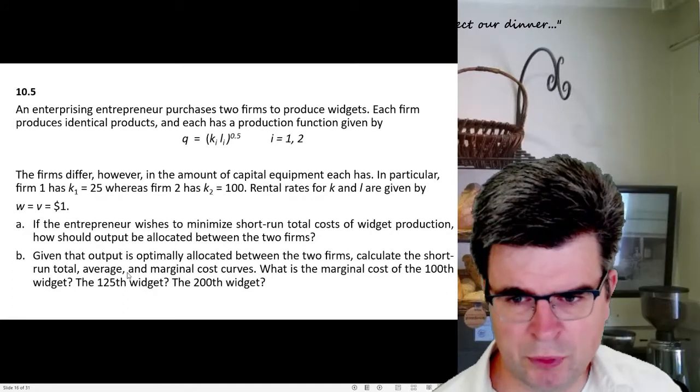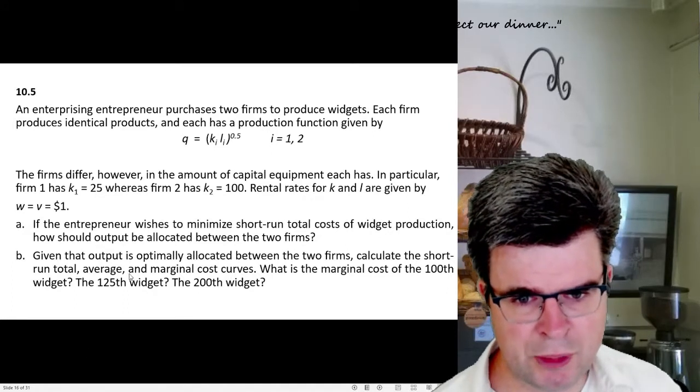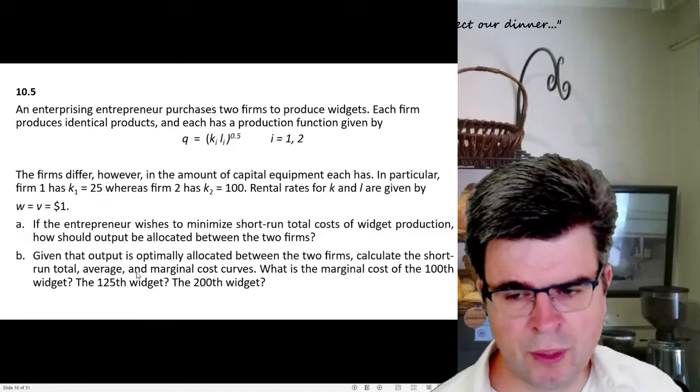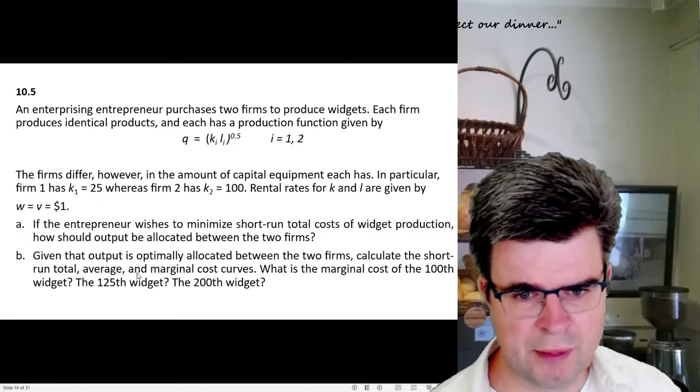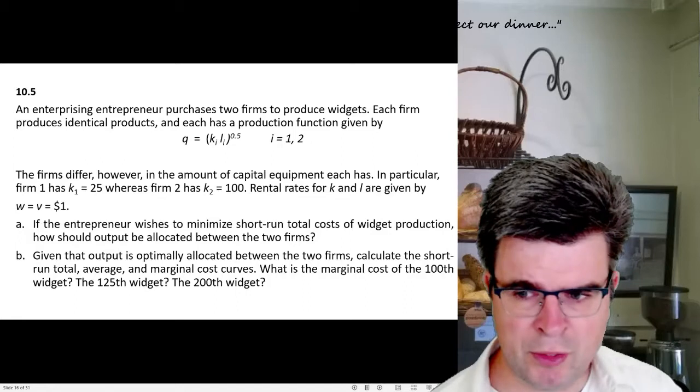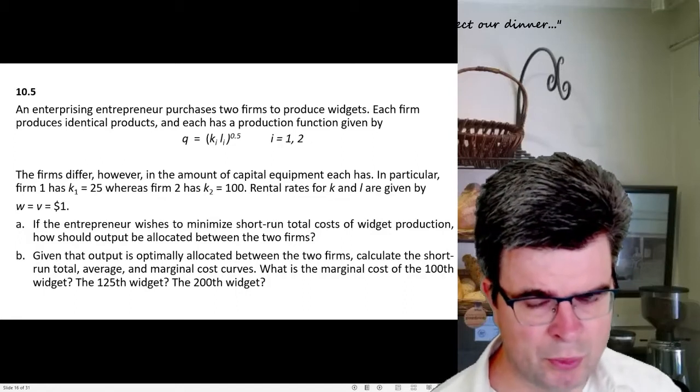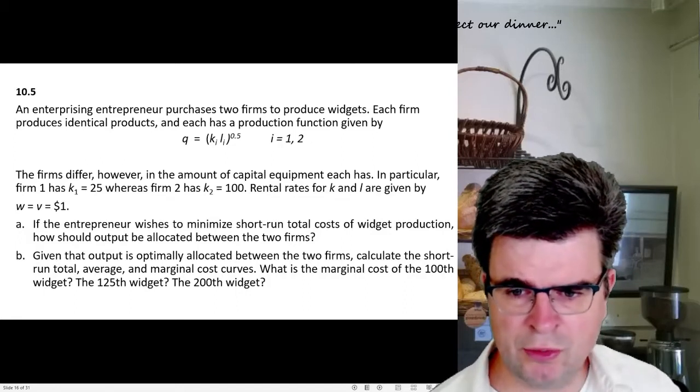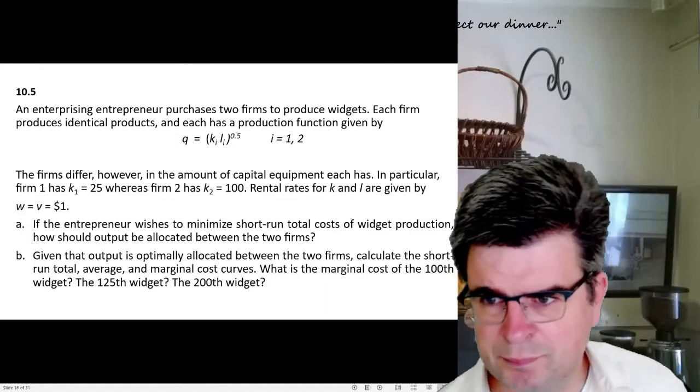So continuing here and also addressing question B. Given that output is optimally allocated between two firms, calculate the short run total, average and marginal cost curves. And what is the marginal cost of the 100th widget, of the 125th widget, and the 200th widget?